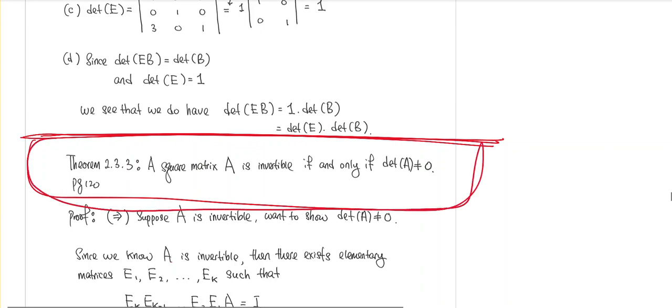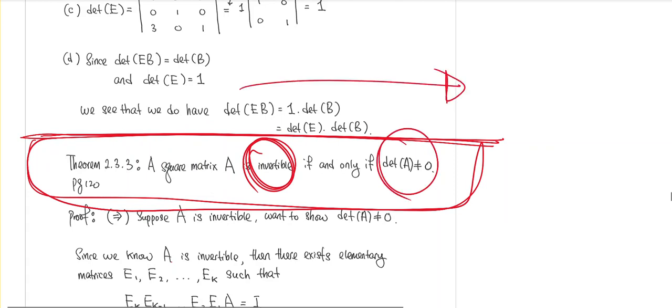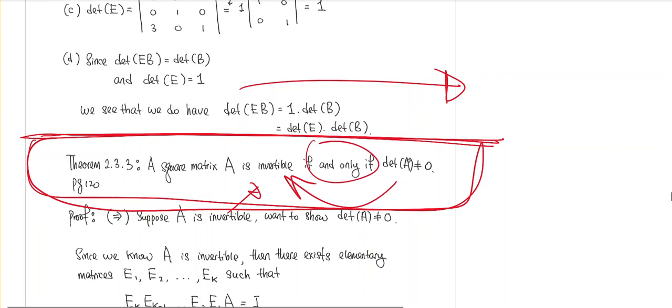Now, this theorem, 2.3.3, which is on page 120, says that if you have a square matrix, and if the square matrix is invertible, then the determinant of A will not equal 0. You say that if you have an invertible matrix, then the determinant of that matrix cannot be equal to 0. The converse is also true, because this is if and only if, which means that if you have a matrix with determinant not equal to 0, that matrix must be invertible.